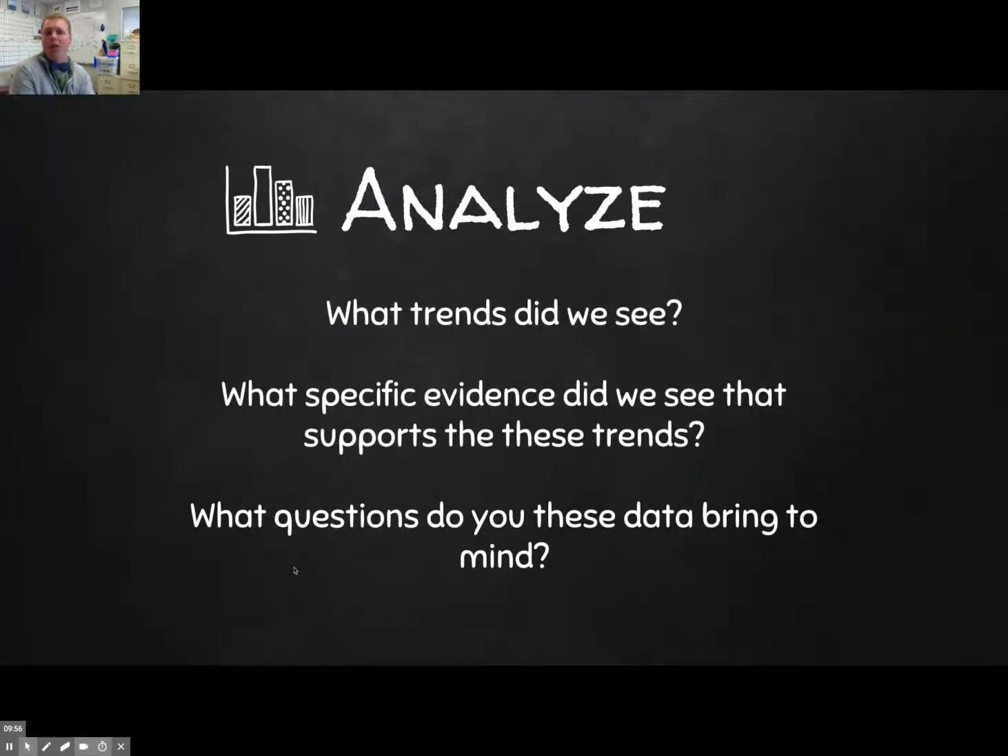So from there, once you've gone out and walked, let's say you've walked 5 classrooms, now you have a series of data that's really raw. It's quantitative and raw, and you're going to want to bring that back and analyze it and determine what does this mean? What trends did we see in the data? What specific evidence did we see that supports these trends? What questions do these data bring to mind?